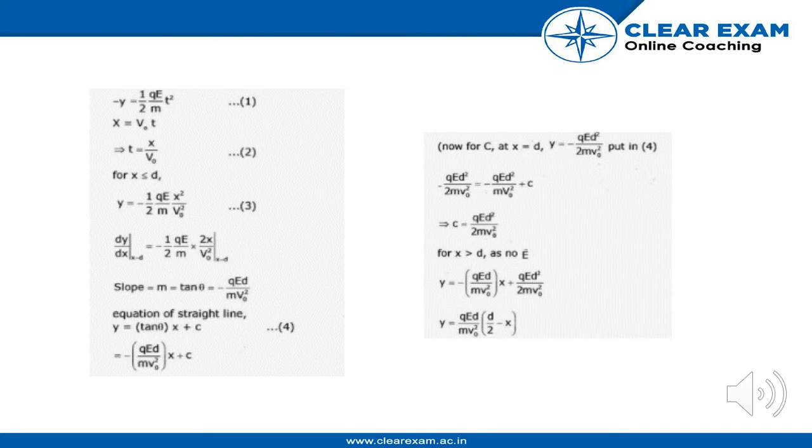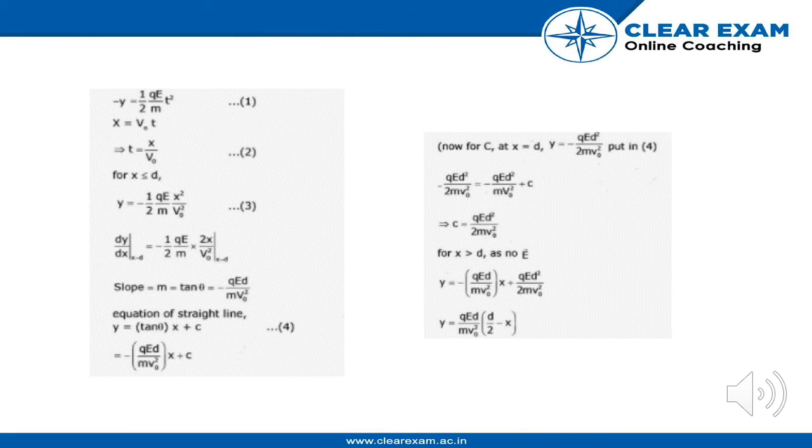Now we calculate the slope, that is m, that is tan theta, is equal to minus qEd upon m v naught square. The equation of a straight line is y is equal to mx plus c, and since we know that m is equal to tan theta, we have y is equal to tan theta x plus c, and mark it as our fourth equation. Now we put the value of tan theta in this. We have y is equal to minus qEd upon m v naught square x plus c.